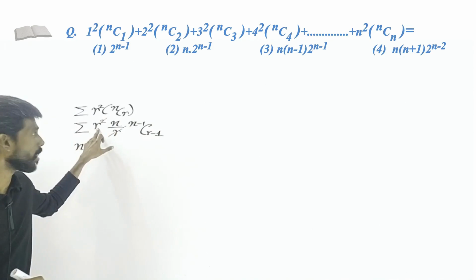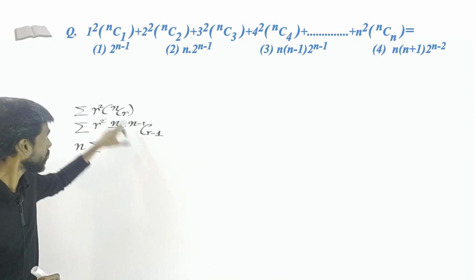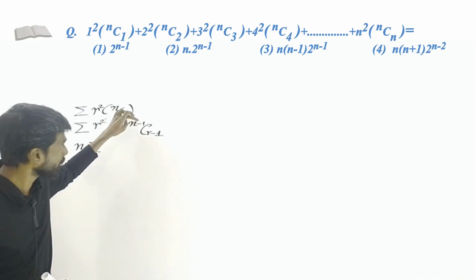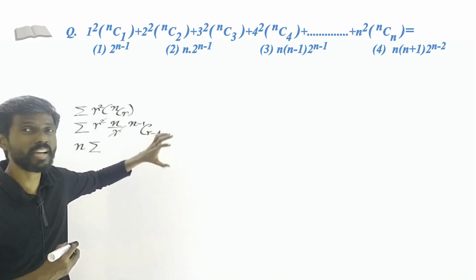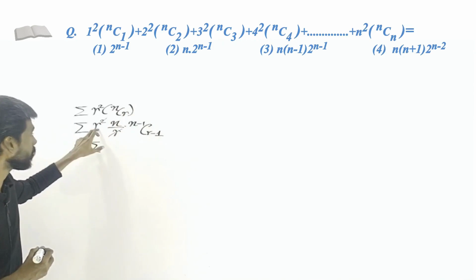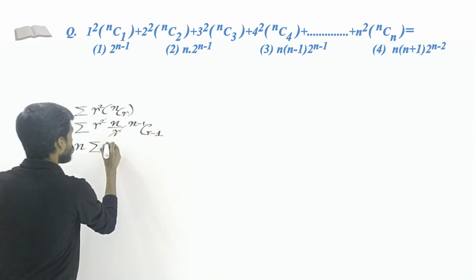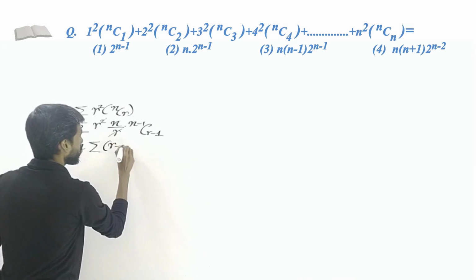How will you cancel this r? If you use the same formula again, you will get n minus 1 divided by r minus 1 and n minus 2 c r minus 2. But r minus 1 will not cancel with this r. So what we do is, we will write this r as r minus 1 plus 1.